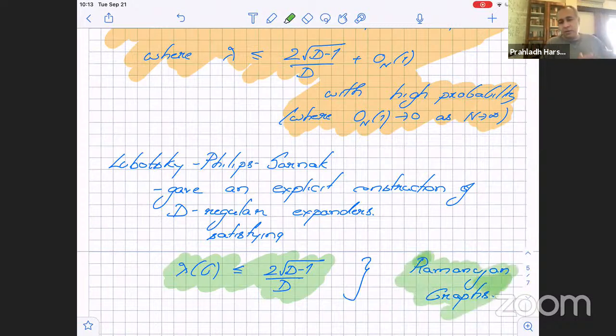They constructed Ramanujan graphs, which beats the random construction and comes even closer to satisfying the Alon-Bopanna bound. These are what are called Ramanujan graphs, and Lubotsky, Phillips, Sarnak actually gave an explicit construction. We will see this explicit construction without proof in the next lecture. We'll actually see what the graph is, but we'll give an alternate explicit construction of expanders, which is not necessarily Ramanujan. Any questions so far?